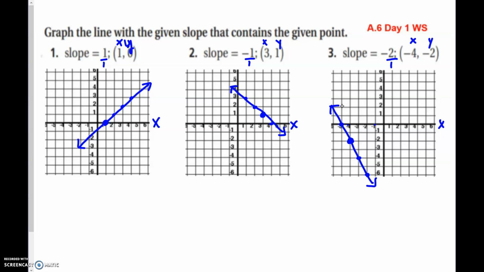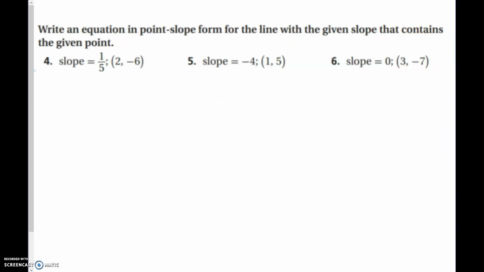All right, the next 3 problems that we have are writing things in point-slope form. So writing something in point-slope form, remember it's y minus y1 equals m parentheses x minus x1. That is your point-slope form.